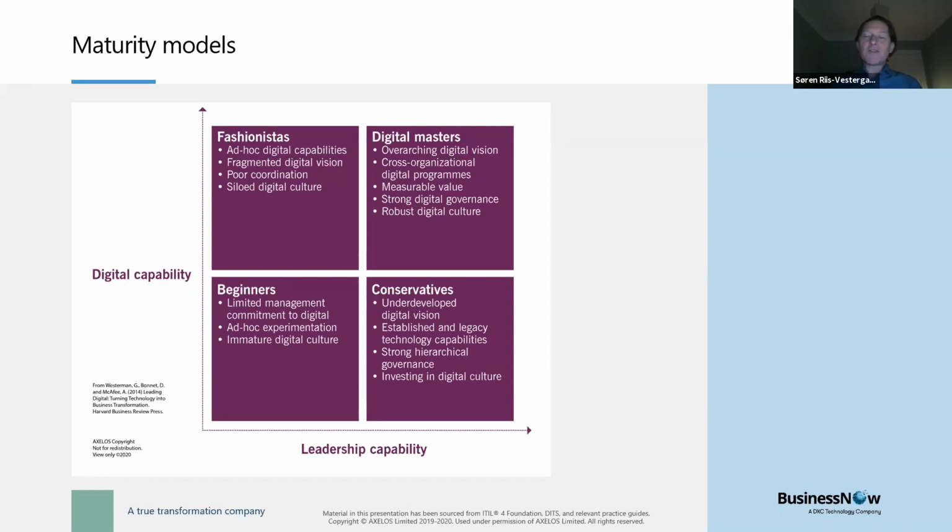Jakob, can I chip in here? Sure. The way I see it is that most of the companies and organizations we are meeting in the market are conservatives or beginners. And there's nothing wrong with that. Conservatives means that you don't regard yourself as a digital transformed organization yet, but you are on the journey. But you also have all your legacy and perhaps still a strong hierarchical governance. So I think in practice, these are the profiles that we meet most often.